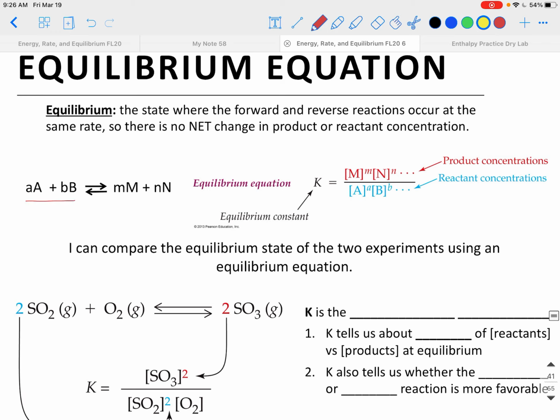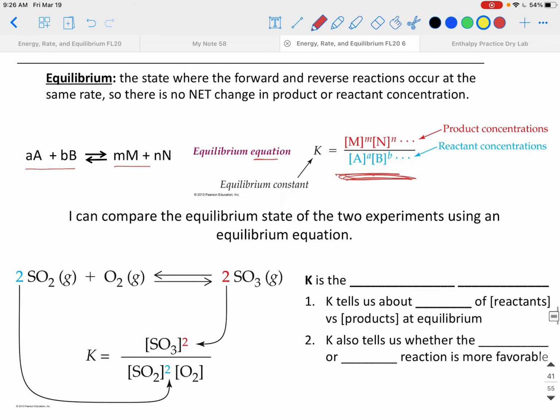Here is our equation again, A and B make M and N, and then here's our equilibrium expression of that. I'll call this an equilibrium equation or expression. The expression for K, okay, all of that just means this equation over here. K is your constant, and notice it's a constant, so it doesn't change if you have a particular reaction. No matter what your concentrations are for your reactants and products, K will always be the same no matter how you calculate it.